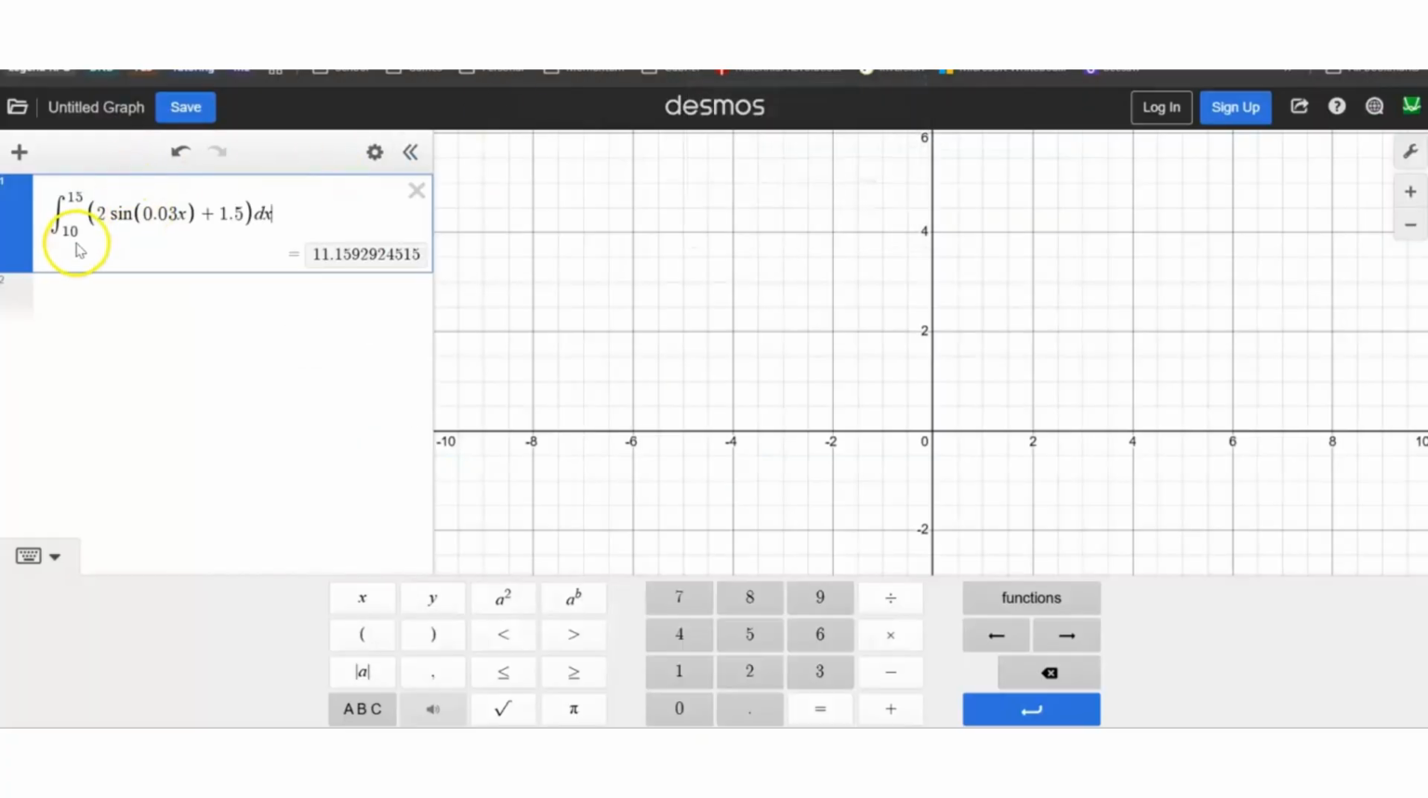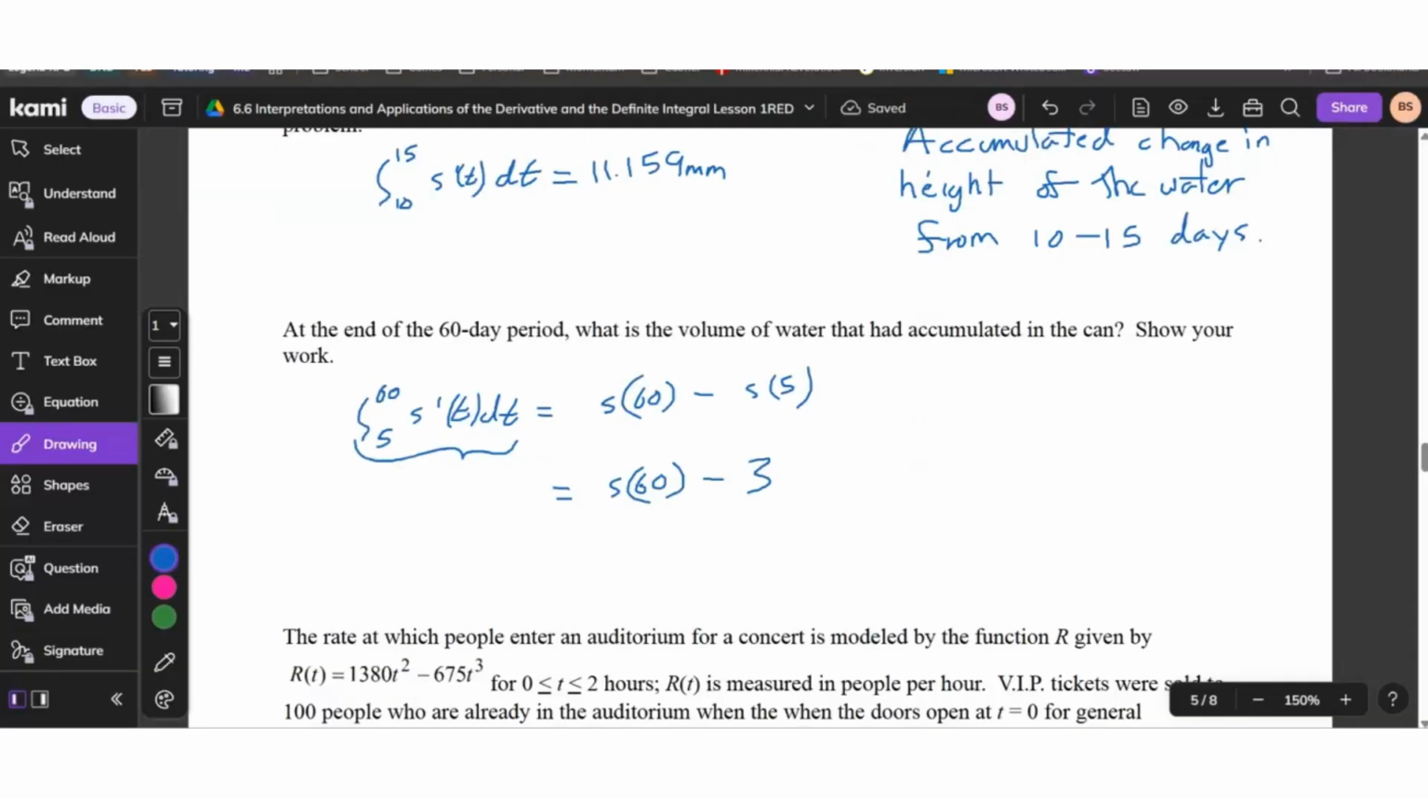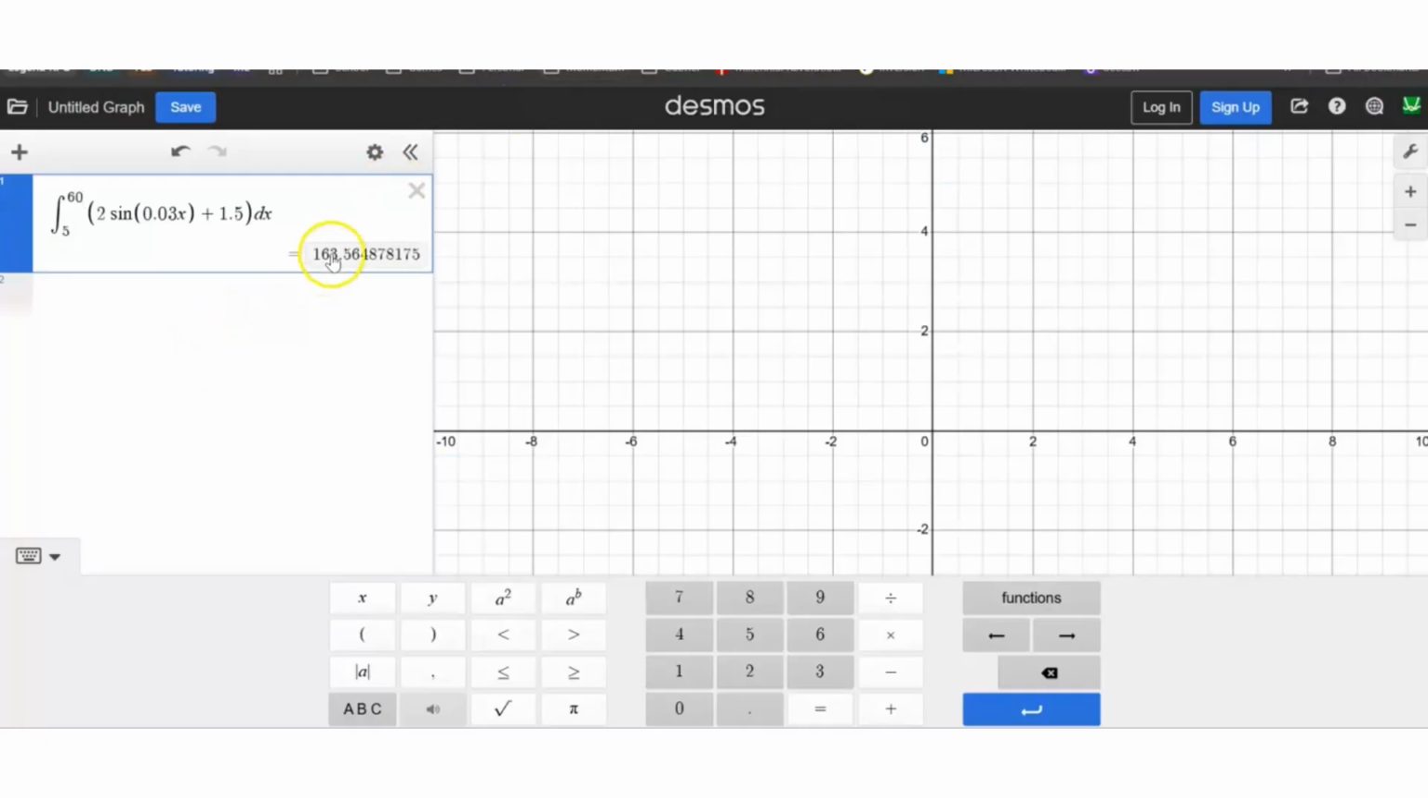Well, we haven't found it. But we went from 10 to 15. So all we're going to do is change the bounds so you guys can copy it in your calculator. What was it, 5 to 60? Yes. Okay, 5 to 60. So we should get this.